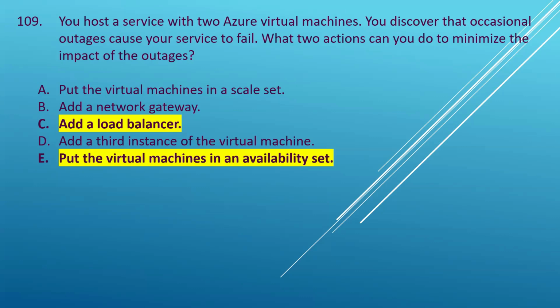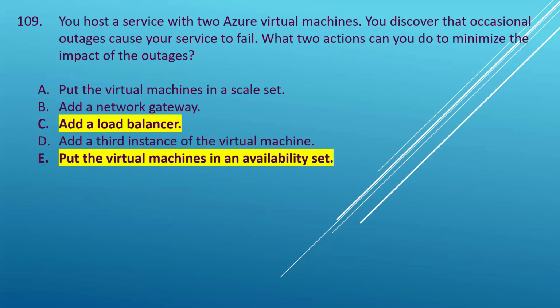Now let's look at why other options are not correct. The first one being put the virtual machines in a scale set. A scale set is used to automatically adjust the number of virtual machine instances based on demand. While it can help with scaling, it doesn't inherently provide fault tolerance or high availability unless you configure it with an appropriate number of instances across availability zones.